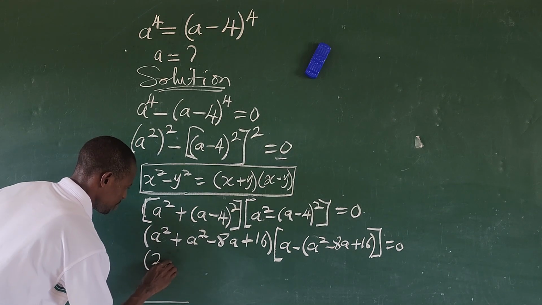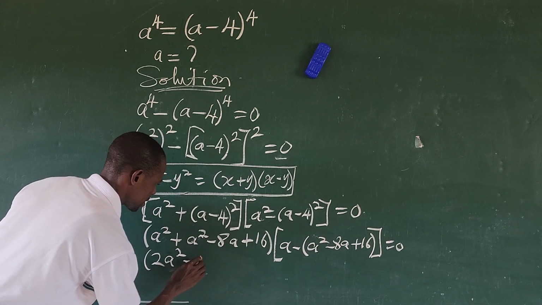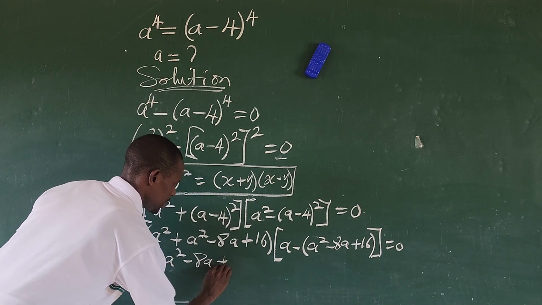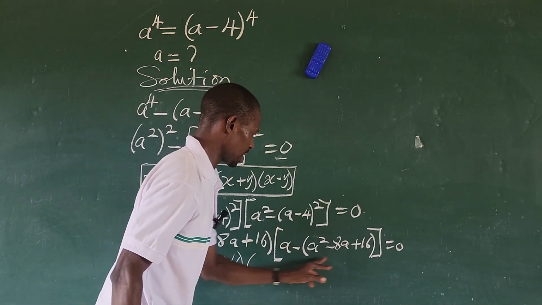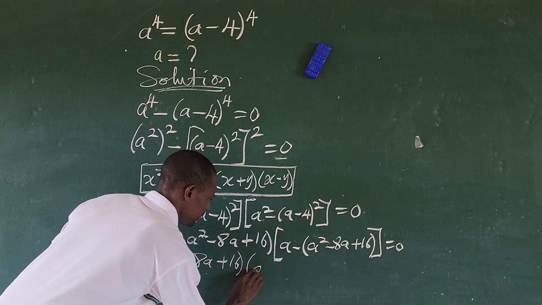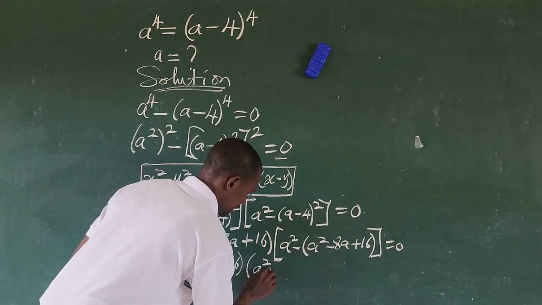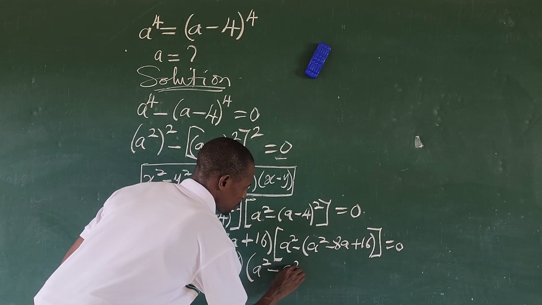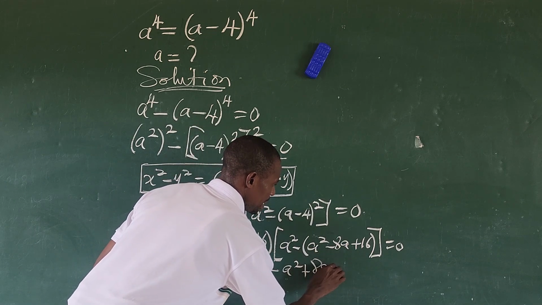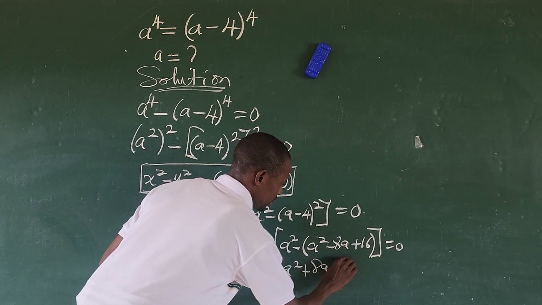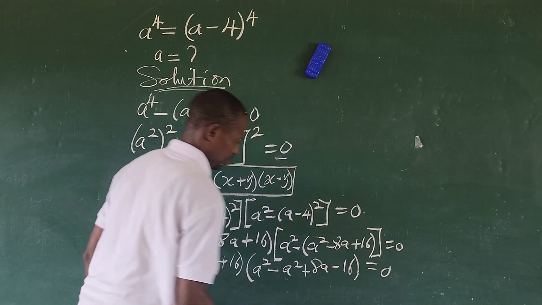So we're going to have here 2a squared. All right. Then this will give us minus 8a plus 16, close bracket, into, we want to open this bracket. We have a here now, so we have a squared. Oh, why am I always forgetting this a squared? Then minus a squared. The minus times minus gives us plus 8a. The minus times plus gives us minus 16. Close bracket. Everything equal to 0.